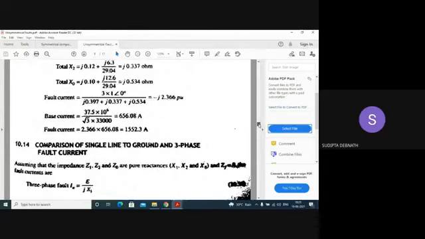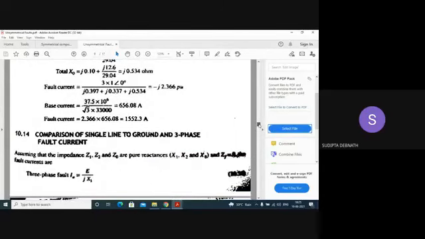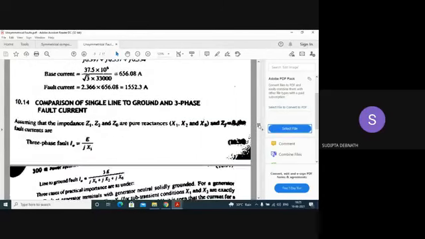Now, I told you that sometimes a single line to ground fault is more severe. Sometimes a three-phase fault is more severe. Why are we comparing the single line to ground fault and the three-phase fault? Because we studied the three-phase fault in the last semester, and we are studying this single line to ground fault in this semester. Okay.